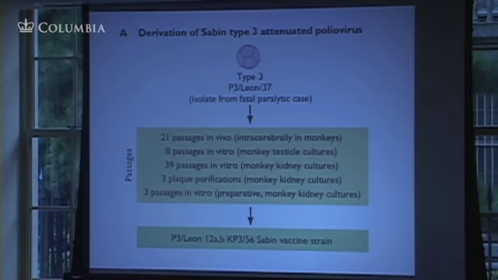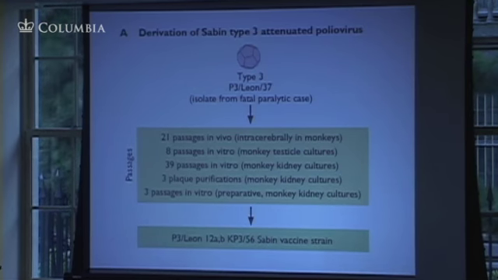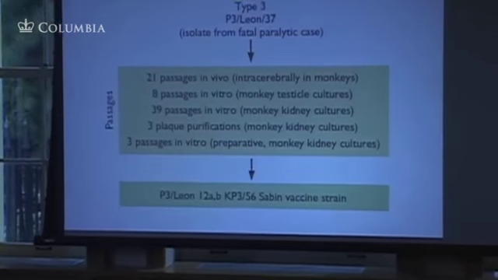He did this 21 times here, then he passed it in monkey testicle cultures, monkey kidney cultures. So he just kept passing it until he got viruses that would no longer kill monkeys when he put them right in the spinal cord. So it's an empirical process. And he eventually got vaccine strains that actually worked. And here's one of them. He did this for all 3 serotypes.